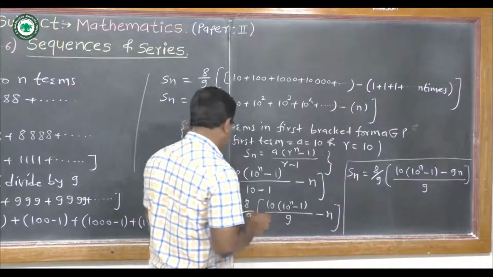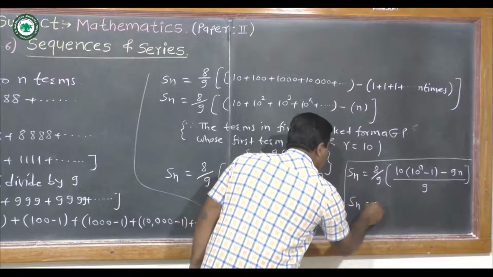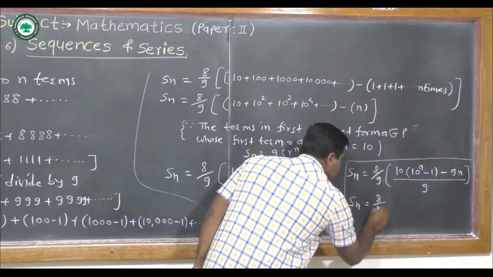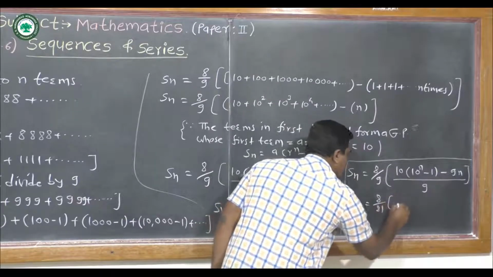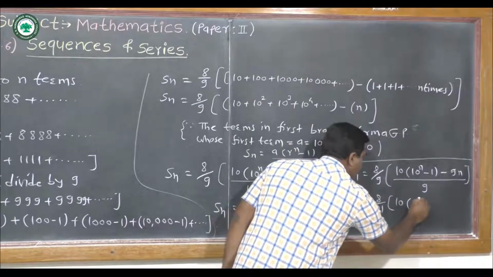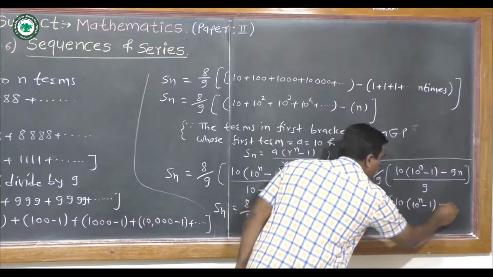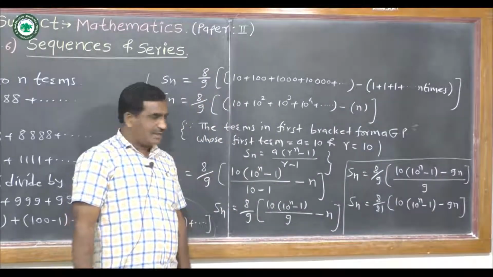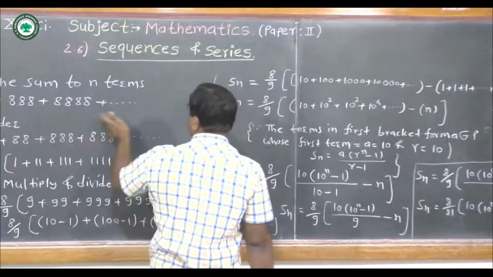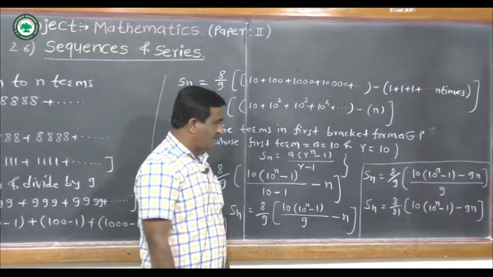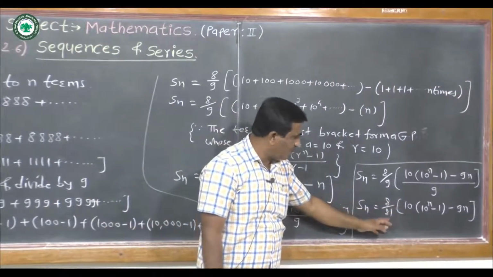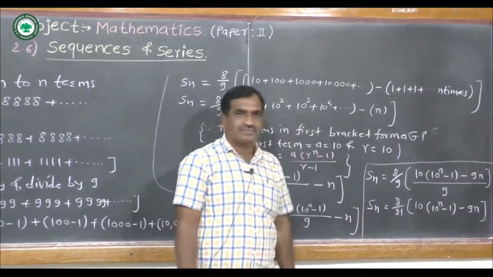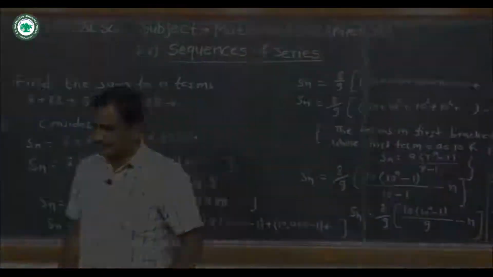Finally we can write Sn is equal to 8 upon 9 into 9, 81, into, in bracket, 10 into 10 raised to n minus 1 minus 9n. This is the sum of the first n terms for the given sequence. Sn is equal to 8 upon 81 into, in bracket, 10 into 10 raised to n minus 1 minus 9n. Now we see the next example here.